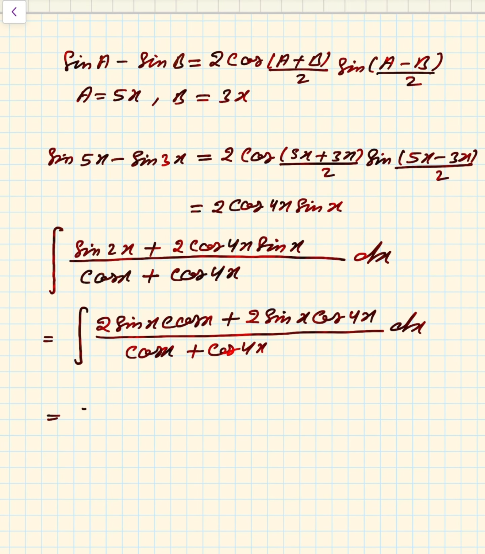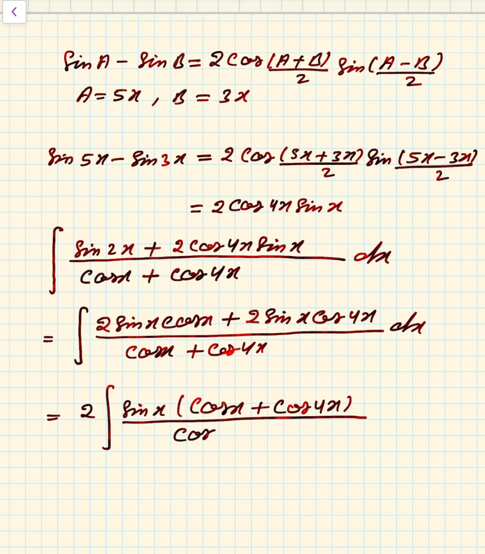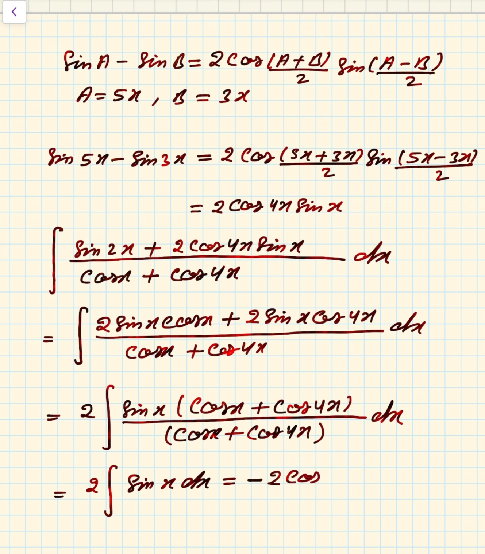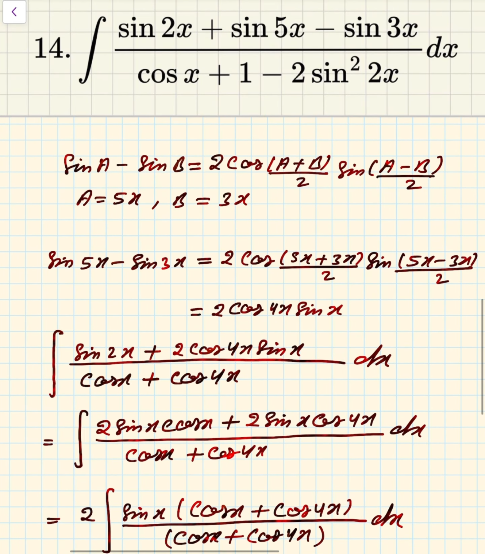Now after that, 2 is common and also sine x is also common. Then (cos x plus cos 4x) whole divided by (cos x plus cos 4x) dx, and that one is 2 sine x dx. So that is minus 2 cos x plus c, the final answer. Okay, that is question number 14.